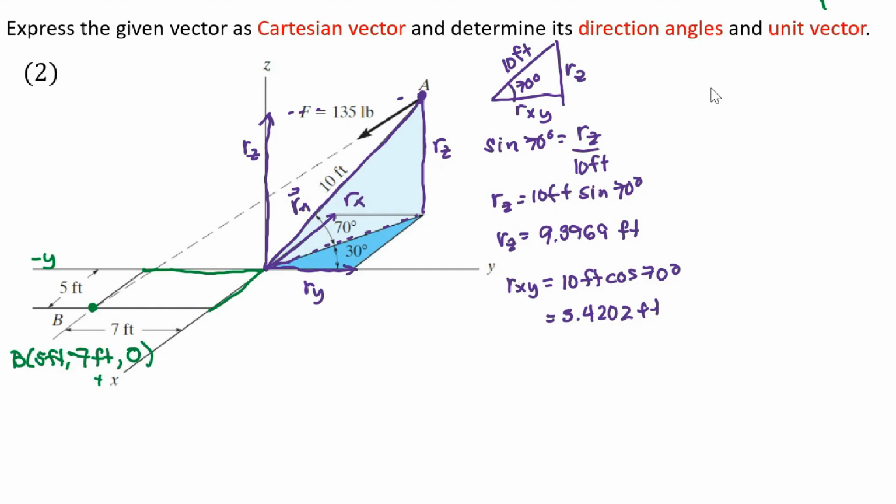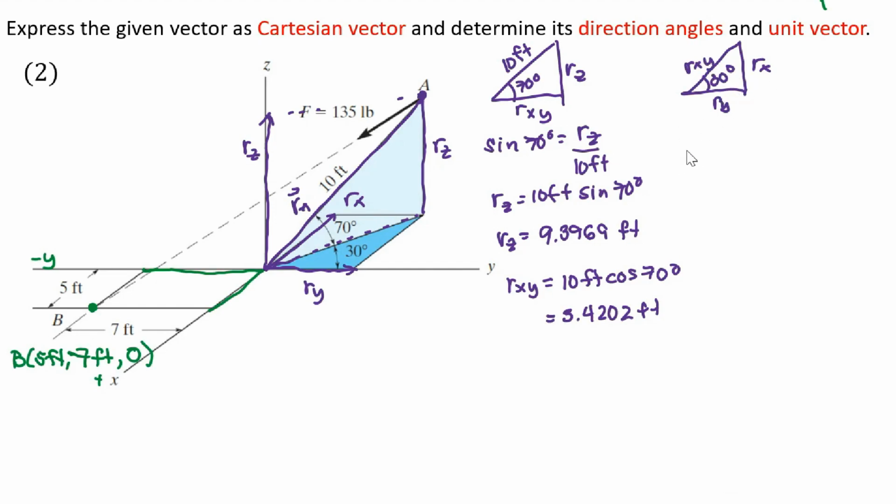Let's proceed to the darker triangle, which is this. And the angle here is 30 degrees, which is this one. Okay, so here is Ry and its opposite is Rx. And the hypotenuse is the Rxy.